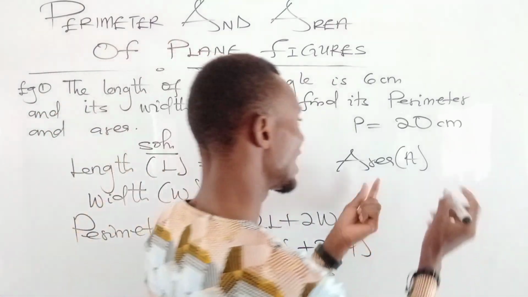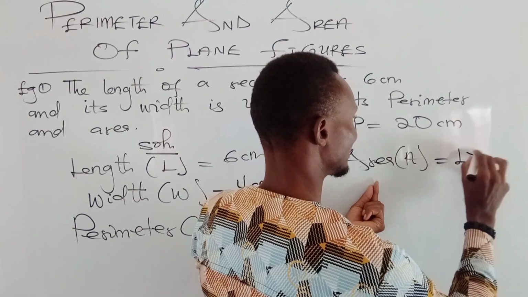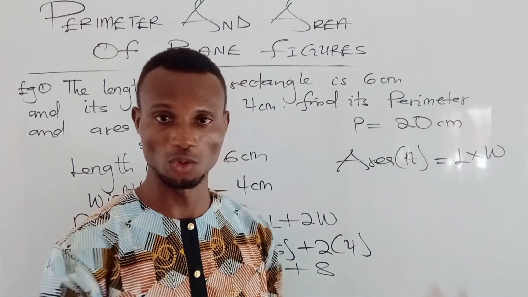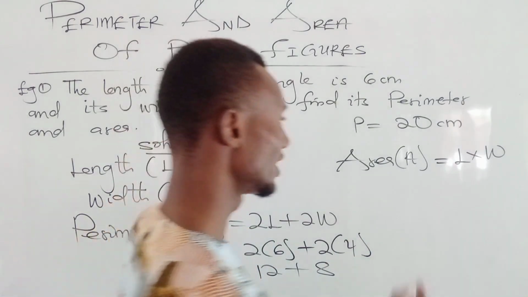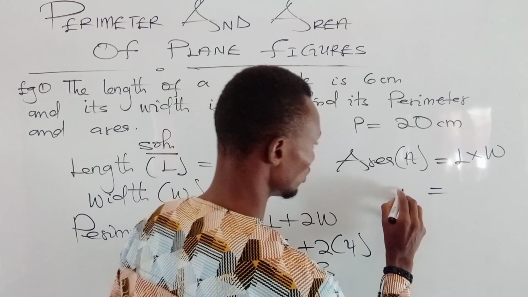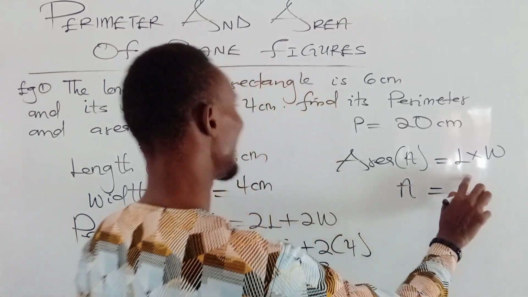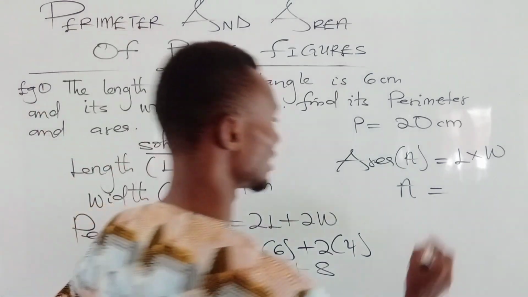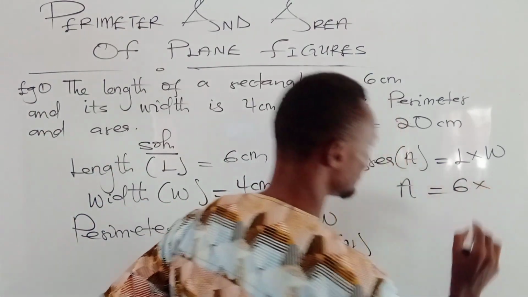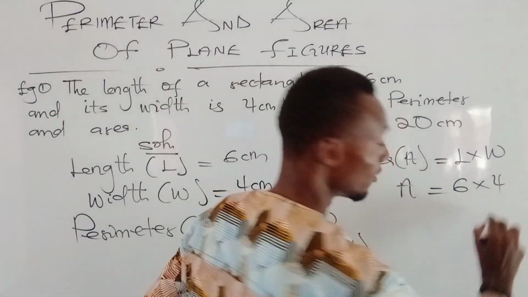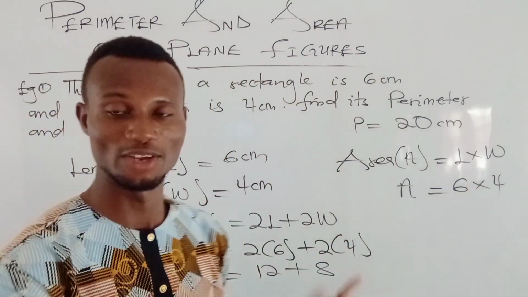So now the formula is length times the width. We did that in the first video, so we are applying that here. So let's go ahead and substitute our values. My A will be equal to, my length was given to be 6 centimeter, right from here, 6 centimeter. So my 6 times the width, which is given to be 4 centimeters, so times the 4. I hope you understand and you are following.